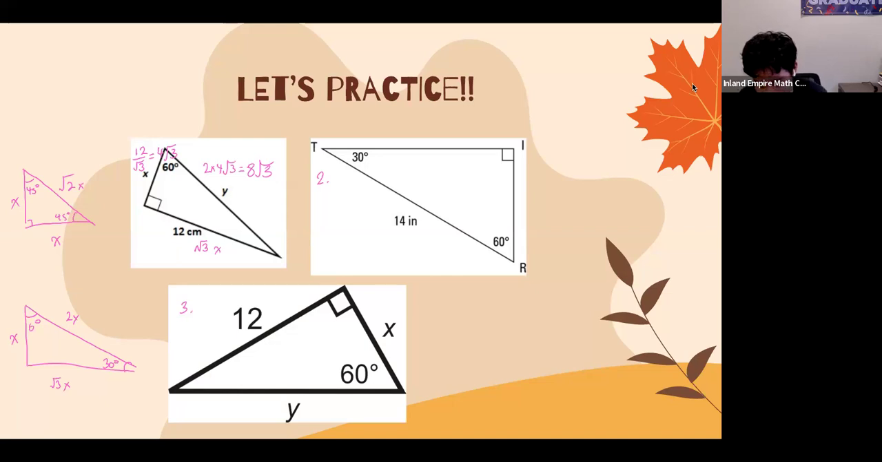Does everyone know how that works? Does everyone understand how we got x and y from 12? Seems so. If you guys have any questions, just ask. I know it's not very easy.